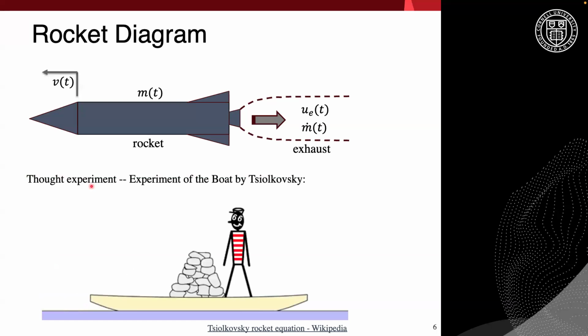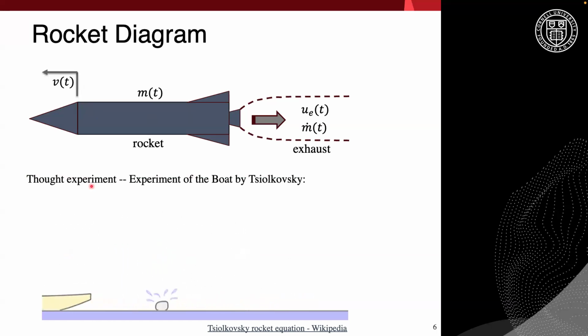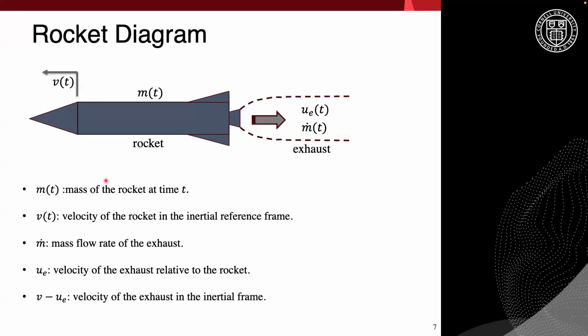But this thought experiment is good enough to let you imagine how the rocket works. Now I will just give the definitions of the different terms that we see in this diagram. So m of t is the mass of the rocket at time t, and it depends on time. And v of t is the velocity of the rocket in the initial reference frame. And v of t also depends on time.